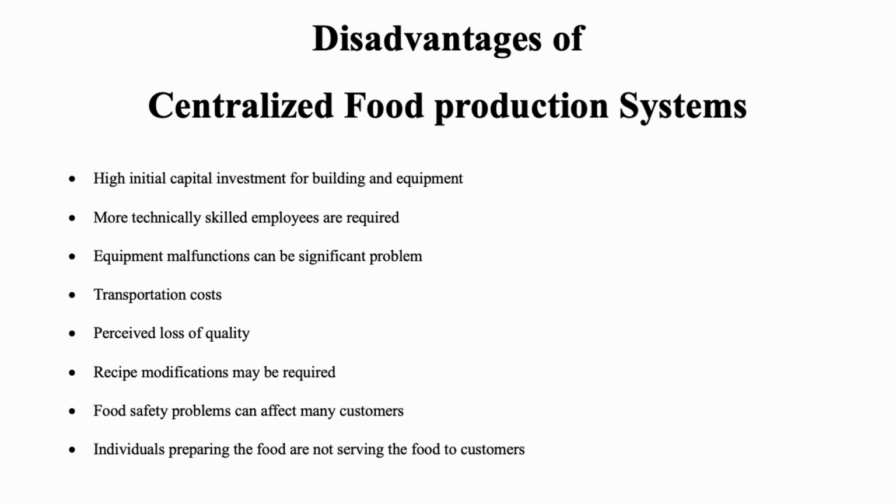Finally, what are the disadvantages of centralized food production system? Well, the first one is high initial capital investment for building and equipment. More technically skilled equipment is required. Equipment malfunctions can be a significant problem. Transportation cost increment, perceived loss of quality. Recipe modification may be required. Food safety problems can affect many customers. Individuals preparing the food are not serving the food to the customer directly in the first hand.